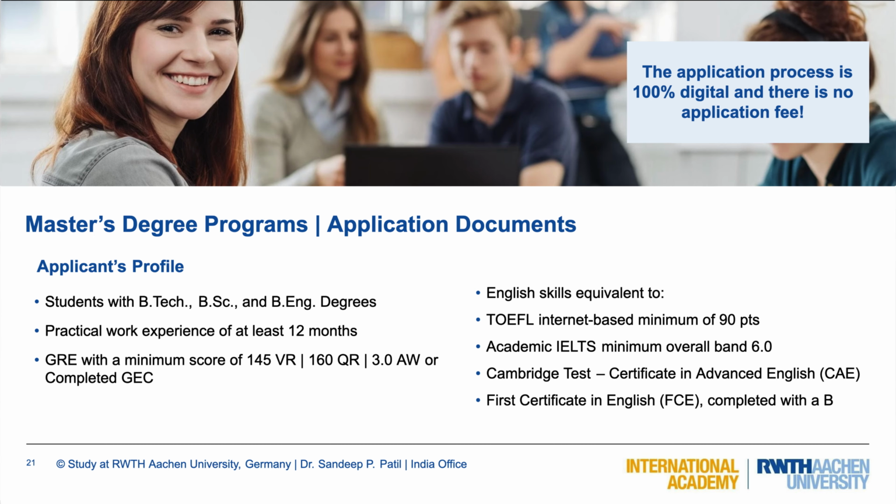And there is also an English skill requirement. For example, TOEFL 190 points is required, or IELTS minimum overall band is 6.0. Other certificates for English skill are okay. German is not mandatory. However, for textile engineering, A1 is mandatory, but for all our other master's degree programs, we don't have German mandatory. However, I recommend at least an A1 or A2 certificate of German language.